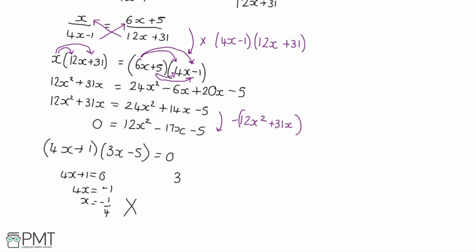So now looking at the other bracket, 3x minus 5 is equal to 0. Add 5 to both sides, 3x is equal to 5. Divide both sides through by 3, x is equal to 5 over 3. x is greater than 0, so it can be a side length, a real tangible side length. So that is the correct answer here.